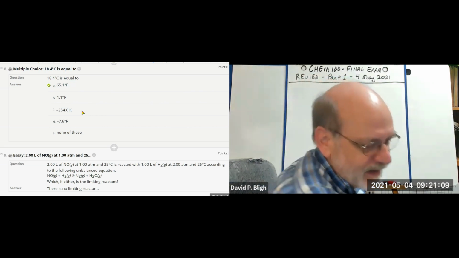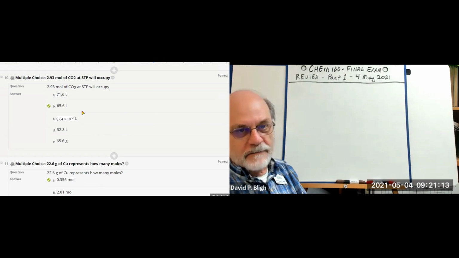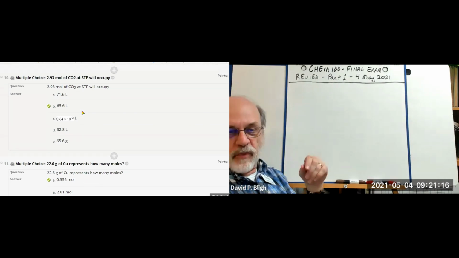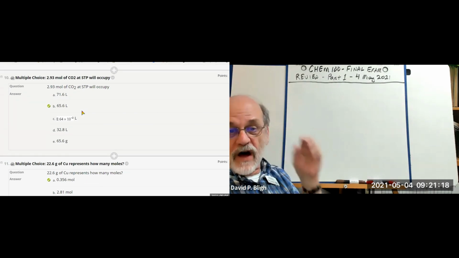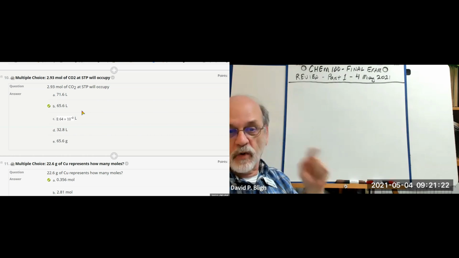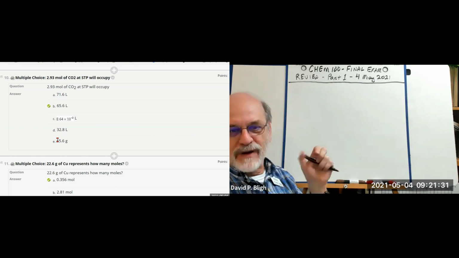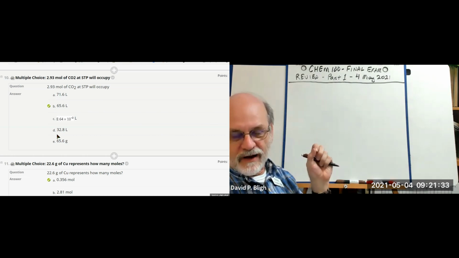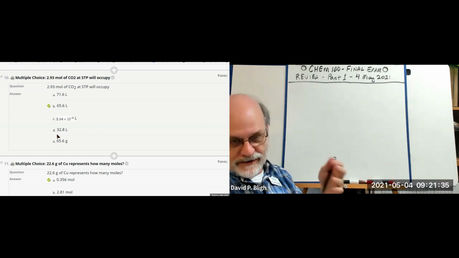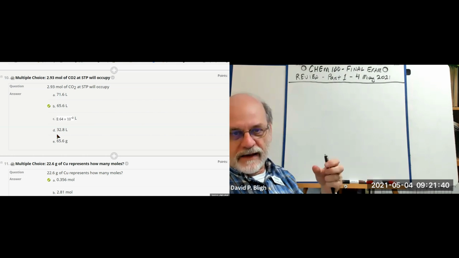Okay, number 10. There we go. 2.93 moles of carbon dioxide at standard temperature and pressure will occupy what volume? All the volumes are in liters. This grams option is ludicrous. It doesn't make a bit of sense. It doesn't occupy grams. It either is or isn't grams. So we can just focus on volume, right?